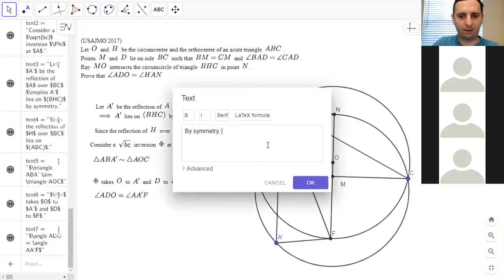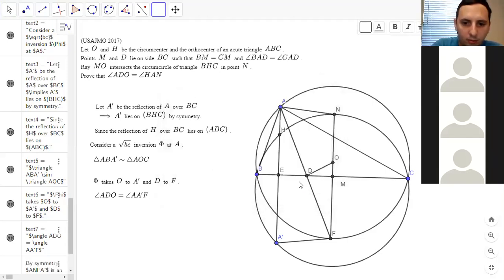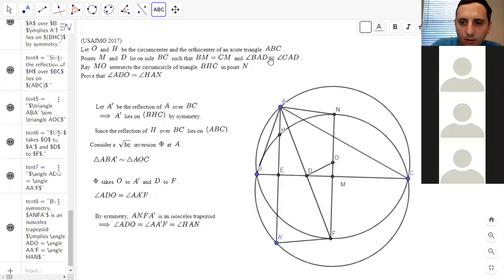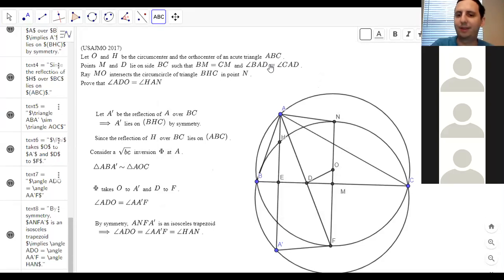Sorry, a lot in the chat, I see. And that means that angle ADO is equal to angle AA prime F is equal to angle HAN. All right. So yeah, it's not that easy if we didn't see A prime.